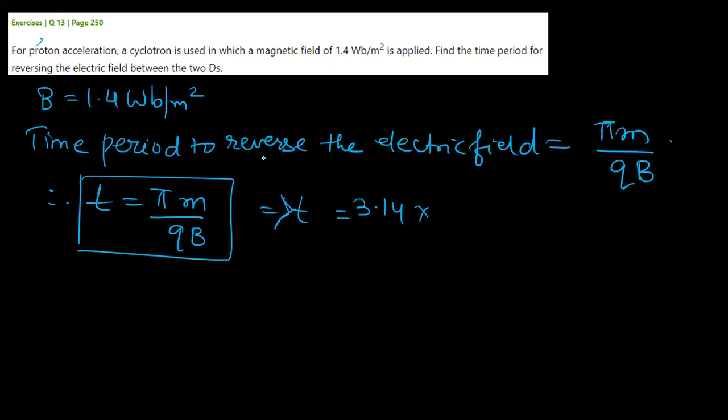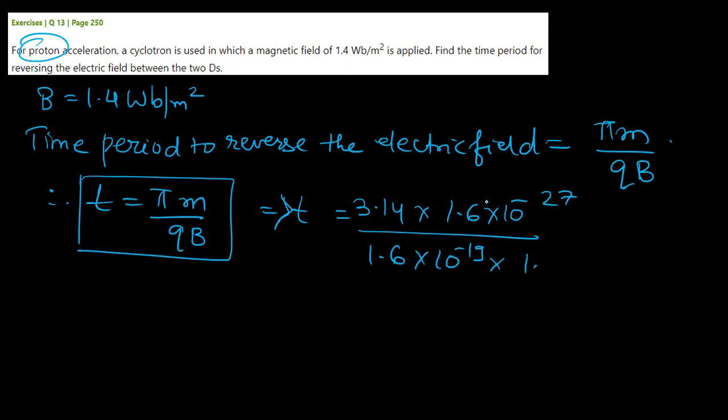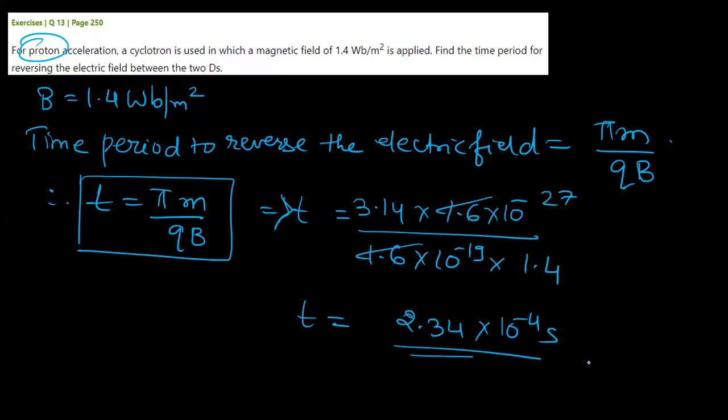So it is a proton. Mass of proton is 1.67 into 10 to the power minus 27, divided by charge of proton 1.6 into 10 to the power minus 19, and B value is 1.4. The powers cancel. So just solve this, you will get the answer in seconds. That is the time. Next question.